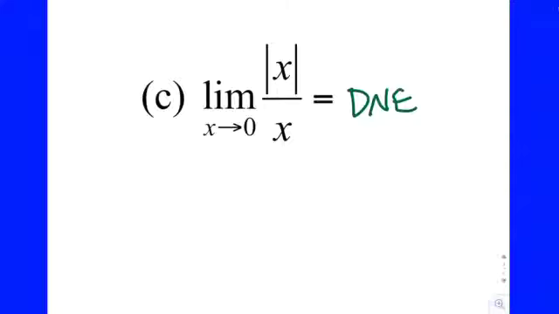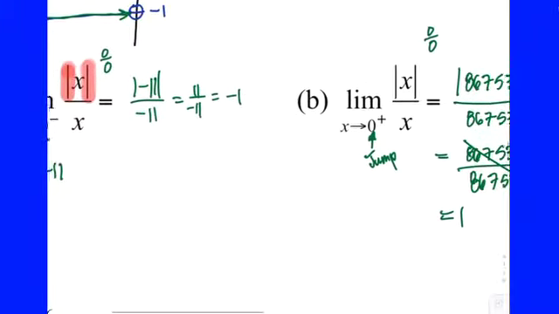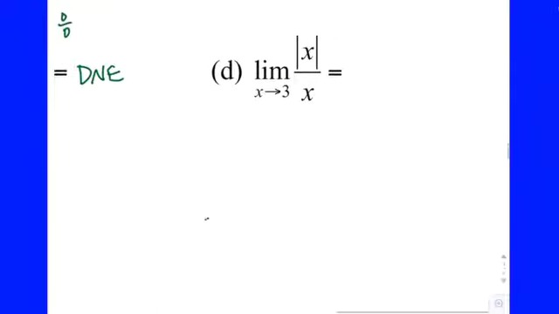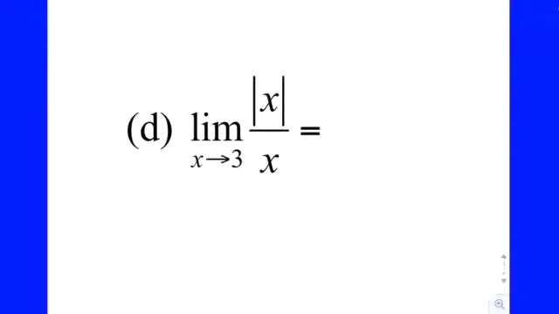So here's another thing. If you have a general limit, and you can identify Jumpman, and you're approaching the value that gives you 0 over 0, you know it's going to be DNE every time. You know there's going to be a jump. If it's a one-sided limit, we have this trick of picking a value on either side. Okay? But you can't get too excited.